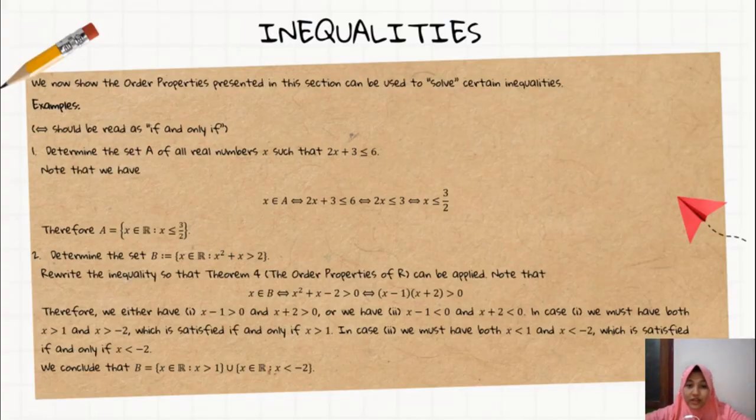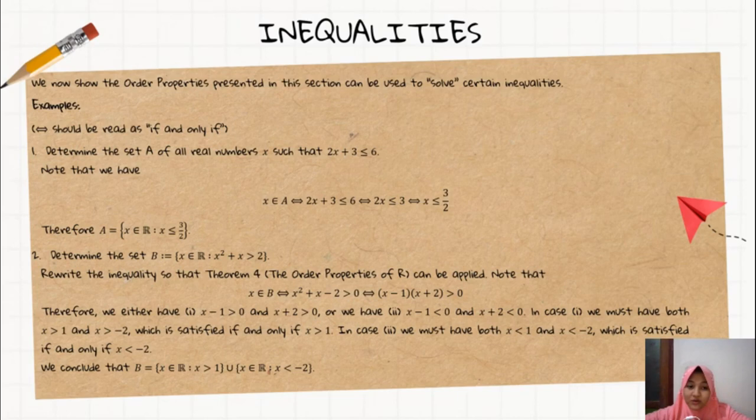The next is about inequalities. We now show the order properties presented in this section can be used to solve certain inequalities. For example, number 1, determine the set A of all real numbers x such that 2x plus 3 is less than or equal to 6. Note that we have x an element of A if and only if 2x plus 3 is less than or equal to 6, if and only if 2x is less than or equal to 3, if and only if x is less than or equal to 3 over 2.